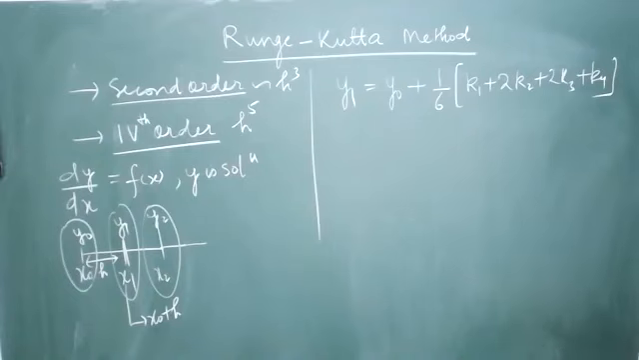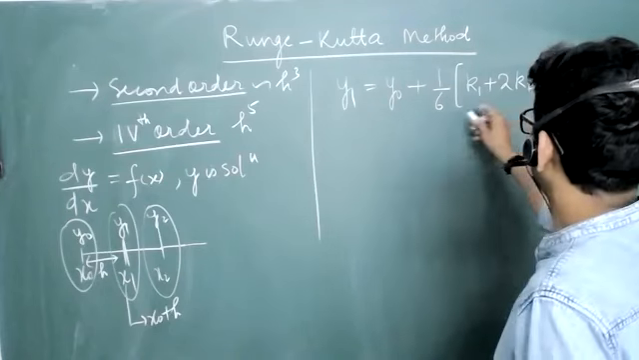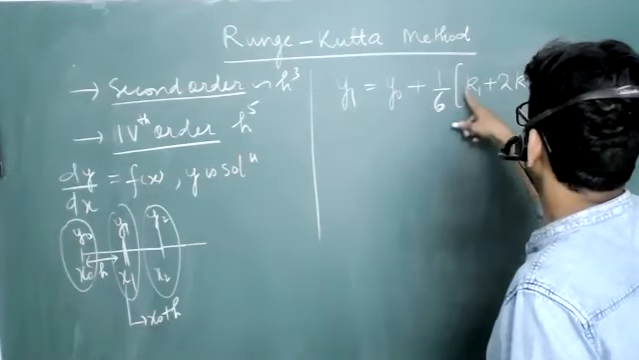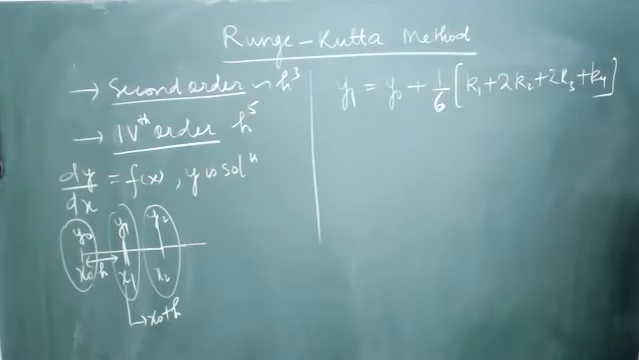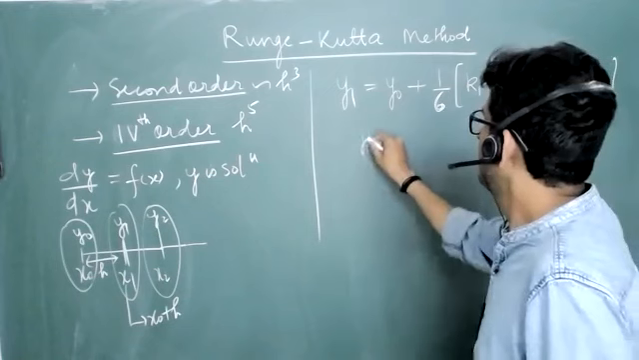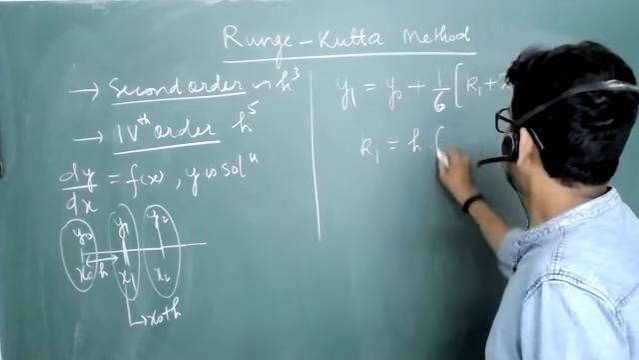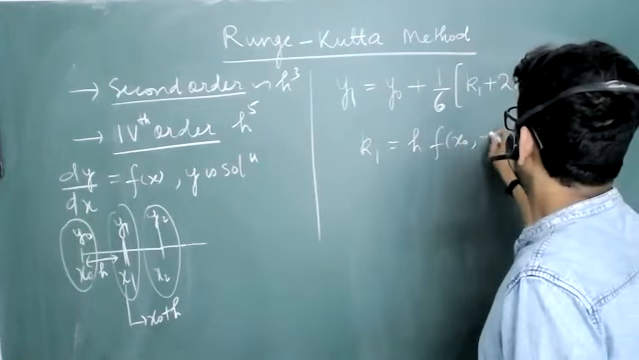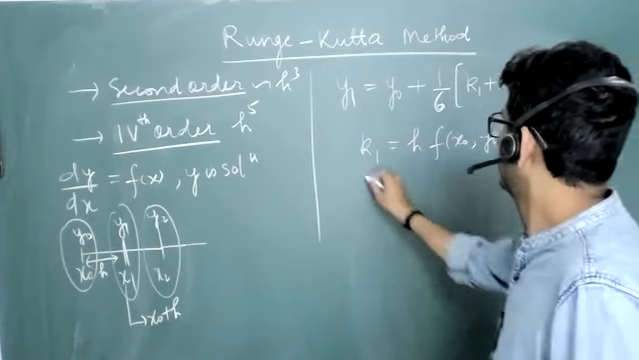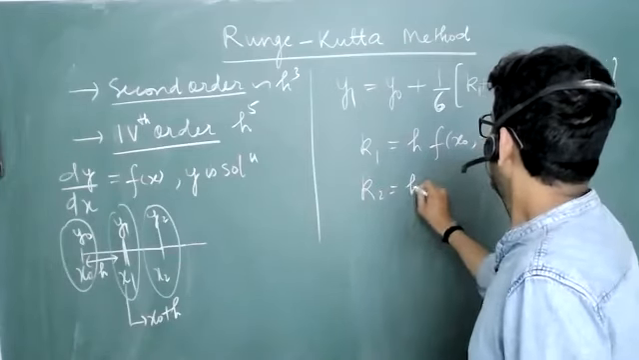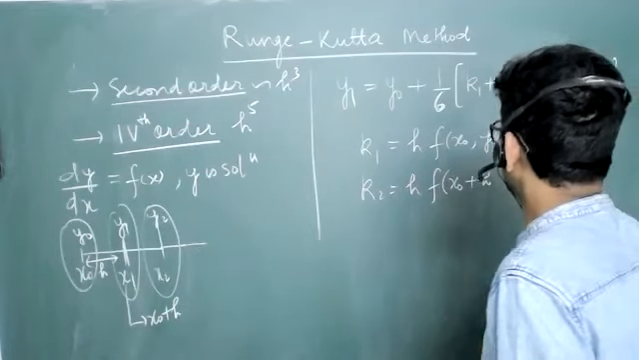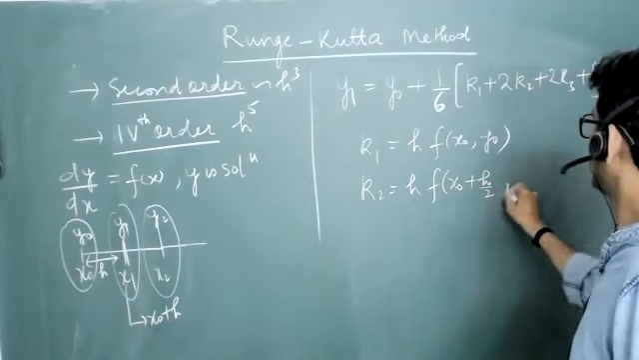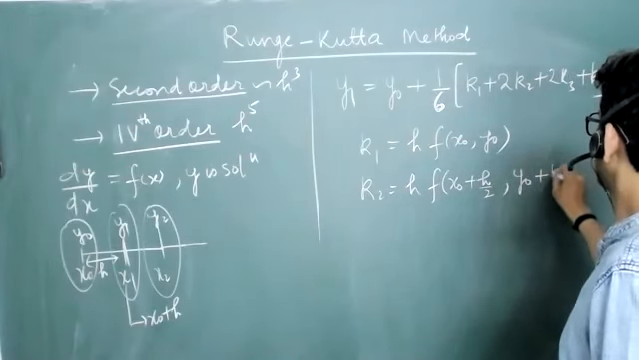Now let us write the value of k1, k2, k3, k4. So it is very symmetrical. You see, this 6 is because 1 plus 2 plus 2 plus 1. How much is that? 6. So k1 will be h of f(x0, y0). k2 will be h of f(x0 plus h by 2, y0 plus k1 by 2).